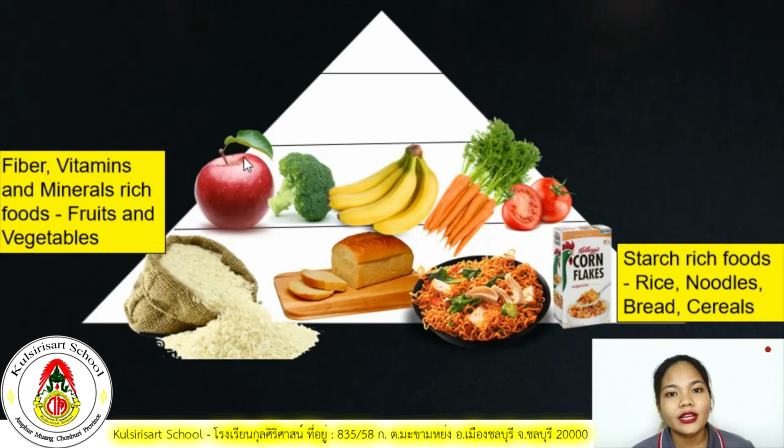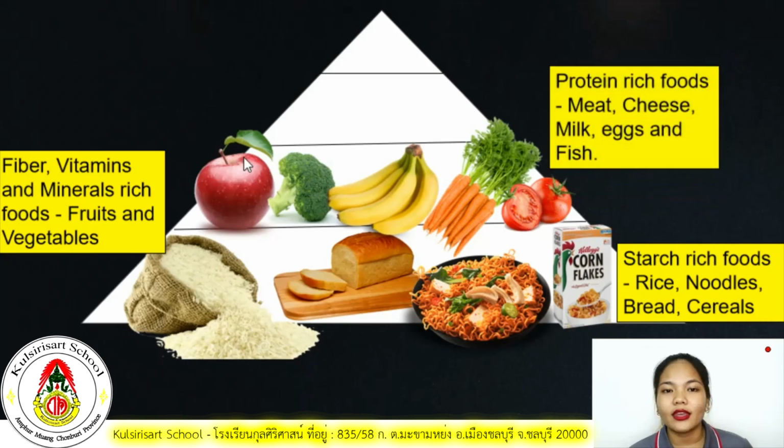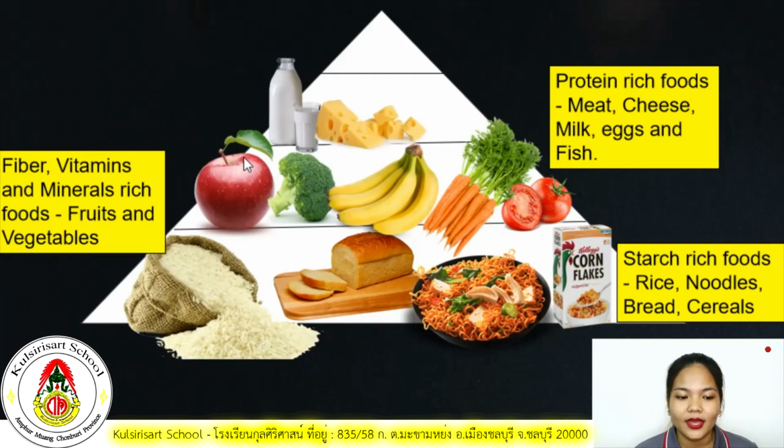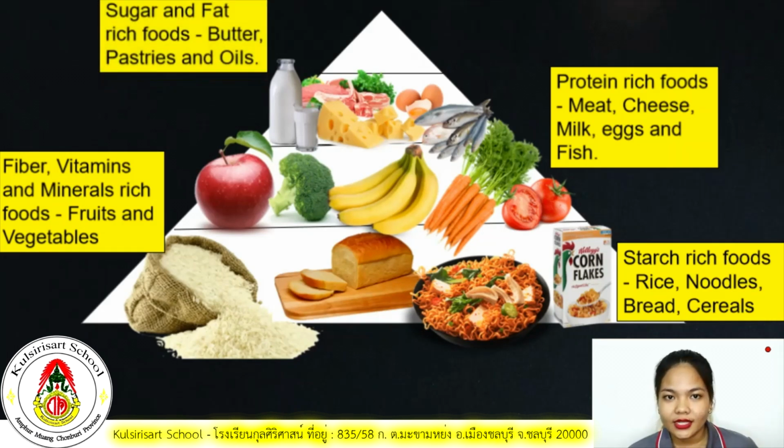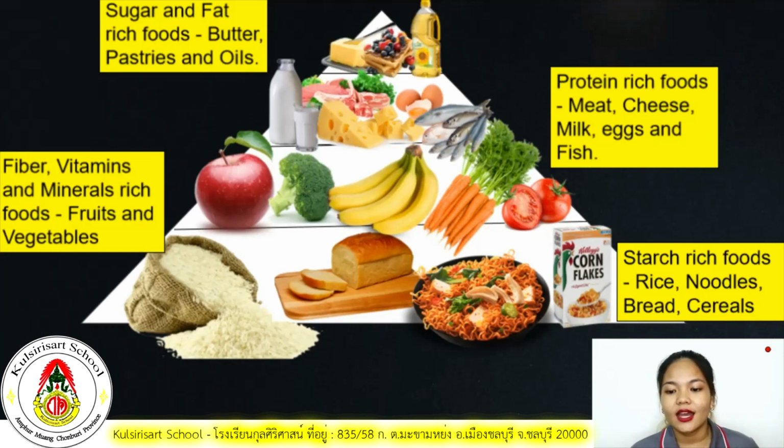Now, on the third level of a food pyramid, we can find there protein-rich foods just like meat, cheese, milk, eggs, and fish. Okay, so we have there milk, cheese, eggs, fishes, and meat. Now, on the uppermost portion of a food pyramid, you can see there foods that are rich in sugar and fat, just like butter, pastries, and oils. Okay, so that is what composes our food pyramid.